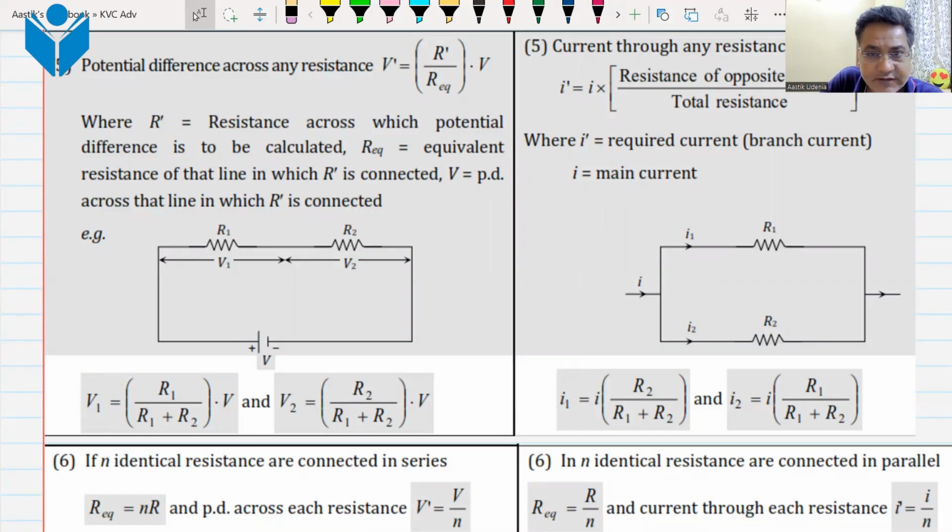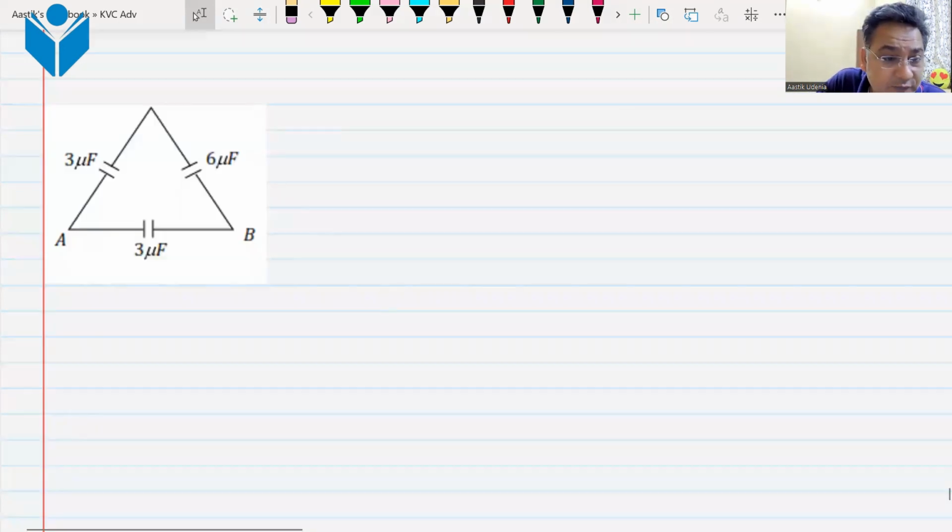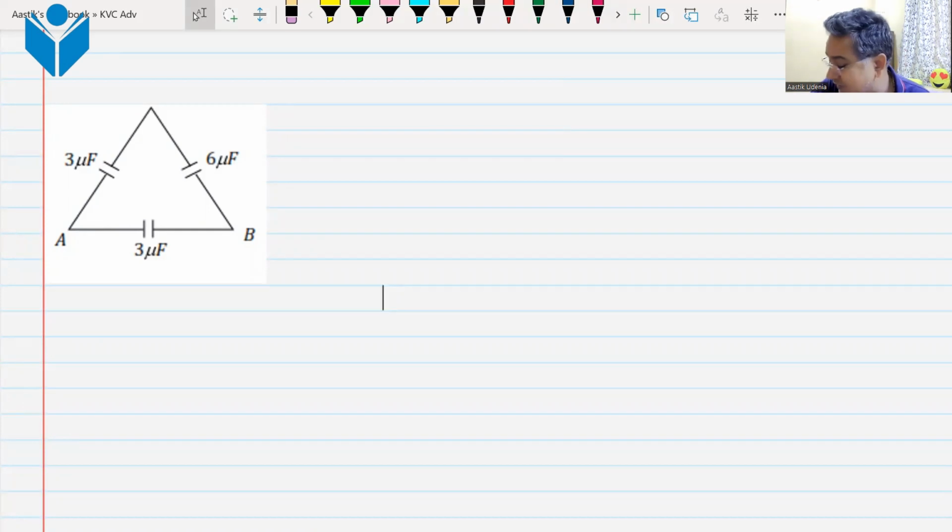Then we will move on to the next thing, the series parallel combination. We will be solving questions on equivalent resistance and series parallel combination of resistors and capacitors. How are we going to solve them? We have to change them into simple forms. For example, we have to find the equivalent capacitance between points A and B of this. How will you do it?